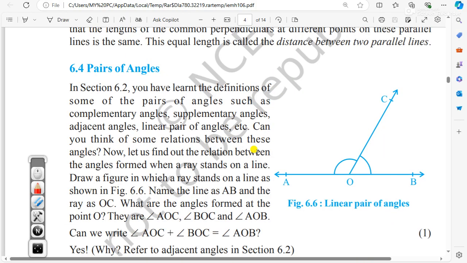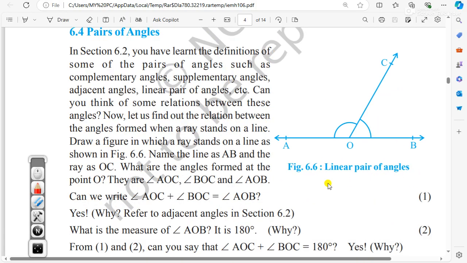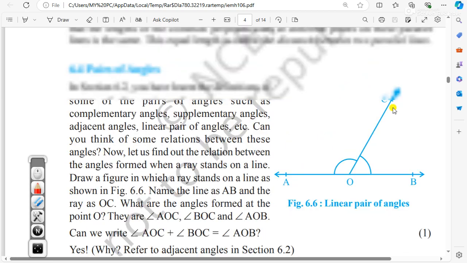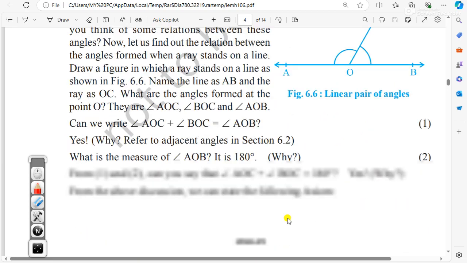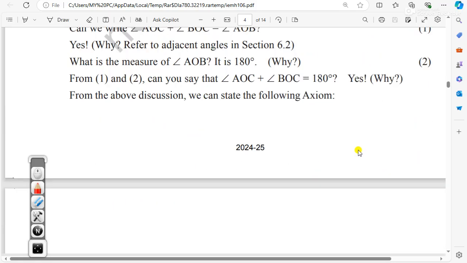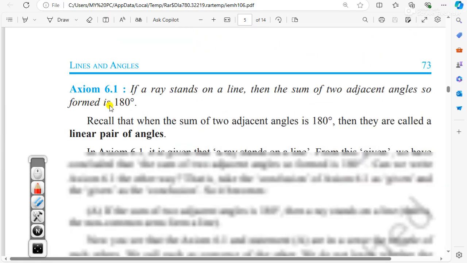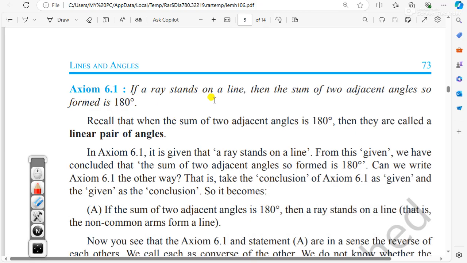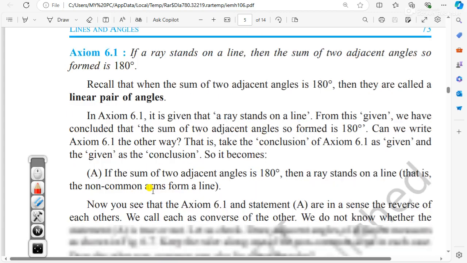Here you see pairs of angles. Now this is a linear pair of angles. We already discussed that angle AOC plus angle COB is equal to 180 degrees, right? This is a linear pair. And the next one we want to discuss is axiom 6.1. If a ray stands on a line, then the sum of two adjacent angles so formed is 180 degrees, right? You recall that when the sum of two adjacent angles is 180 degrees, they are called a linear pair of angles. We already discussed this one, right?